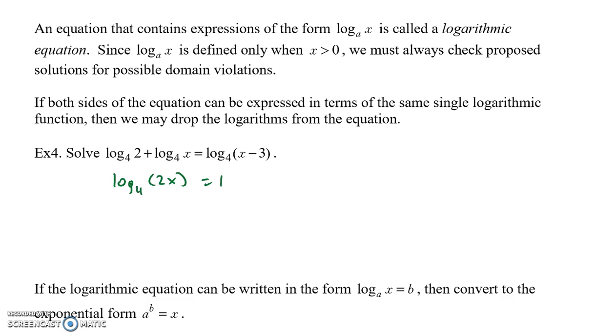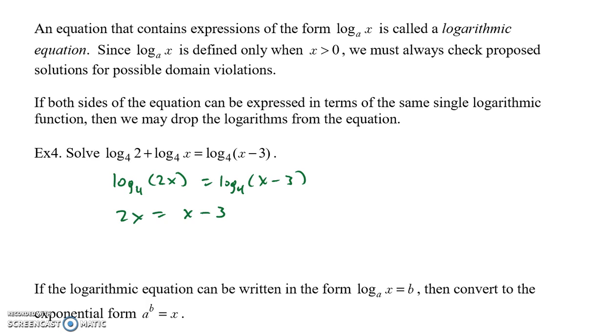Now on the right-hand side, there's only a single logarithm to begin with, so I'll just rewrite that. Now, because of the fact that logarithmic functions are one-to-one, that is, if the function values are the same, then the x values have to be the same, we can drop the logarithms altogether here and just write 2x equals x minus 3. So I can only remove the logarithms after I have a single logarithm on both sides of the equation.